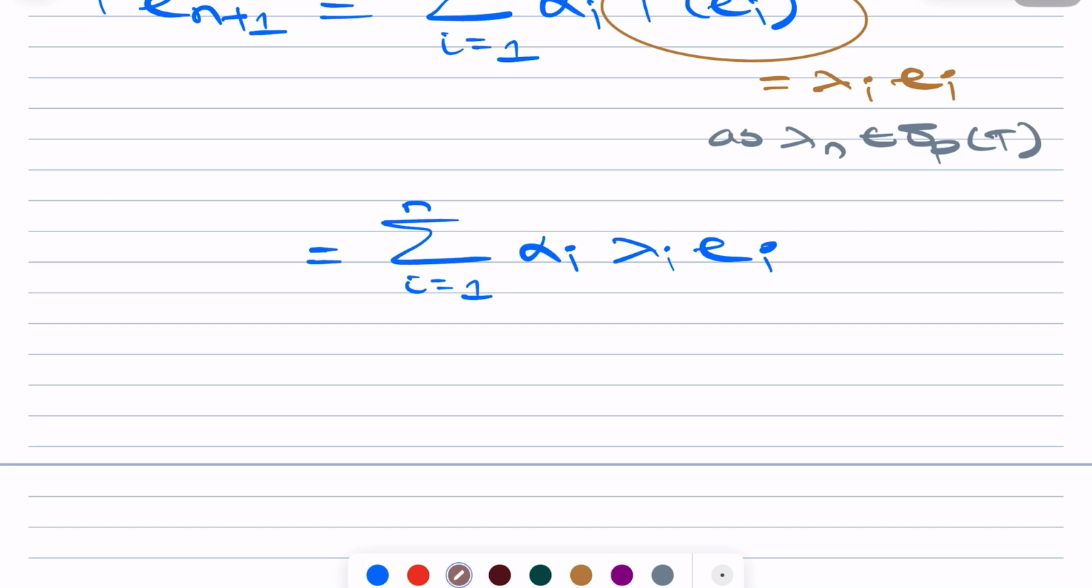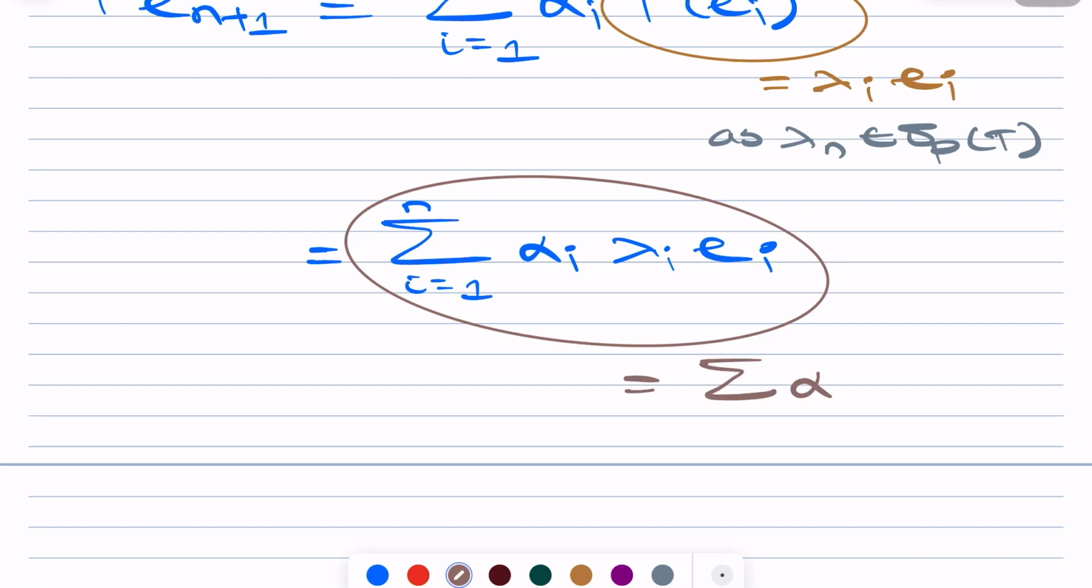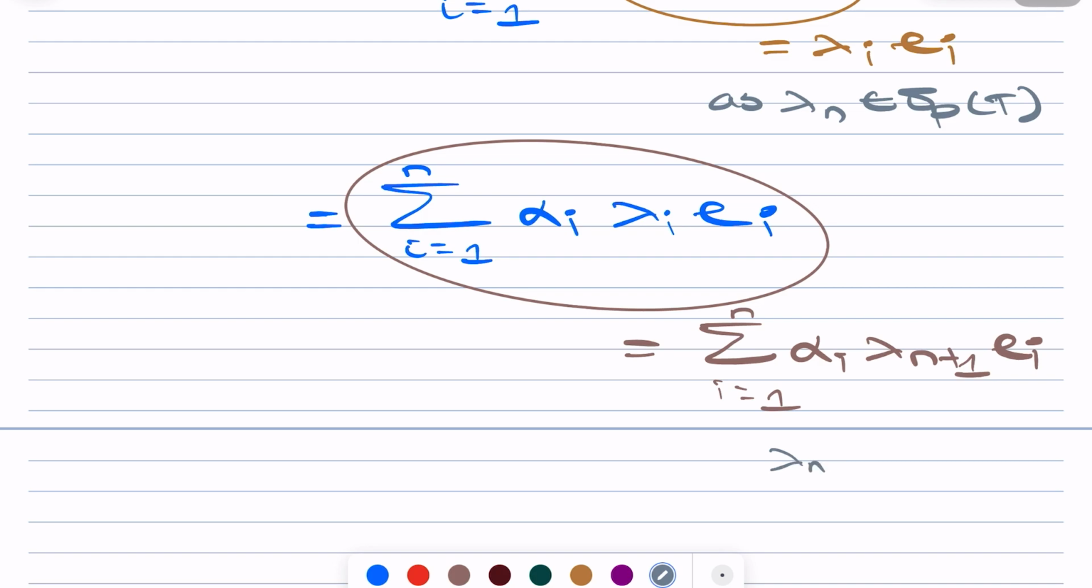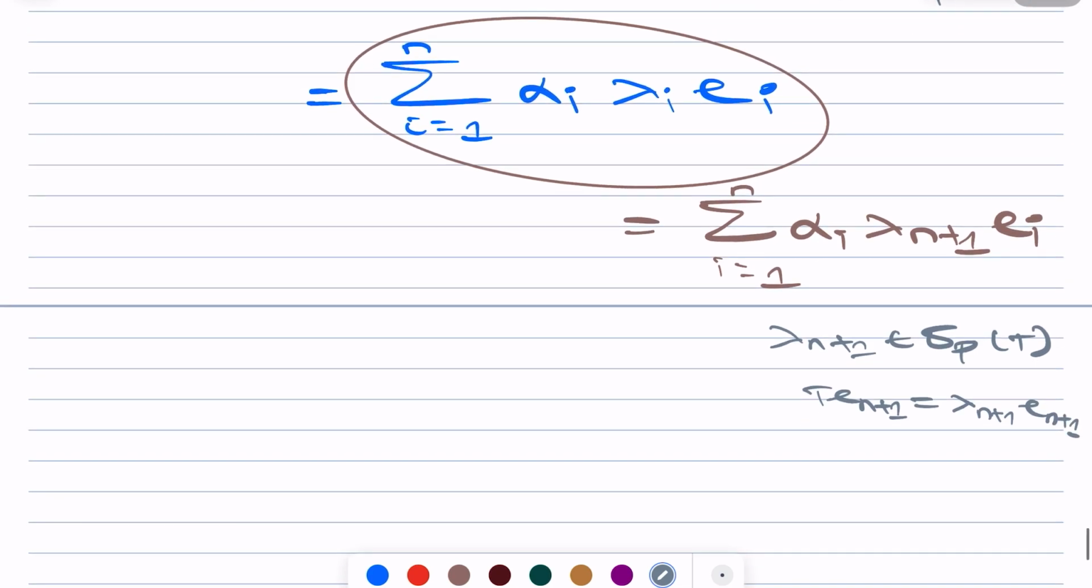But T e_{n+1}, by definition, should be equal also to the summation of alpha_i lambda_{n+1} e_i, i running from 1 to n, because lambda_{n+1} is also an eigenvalue, also in the point spectrum of T. So you should have T e_{n+1} equal to lambda_{n+1} e_{n+1}.